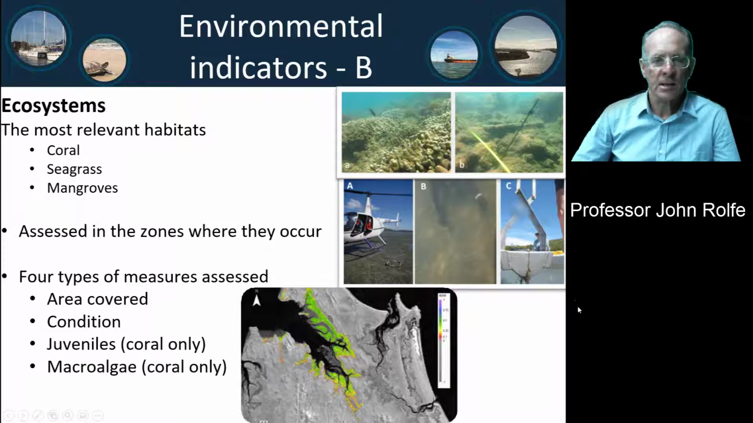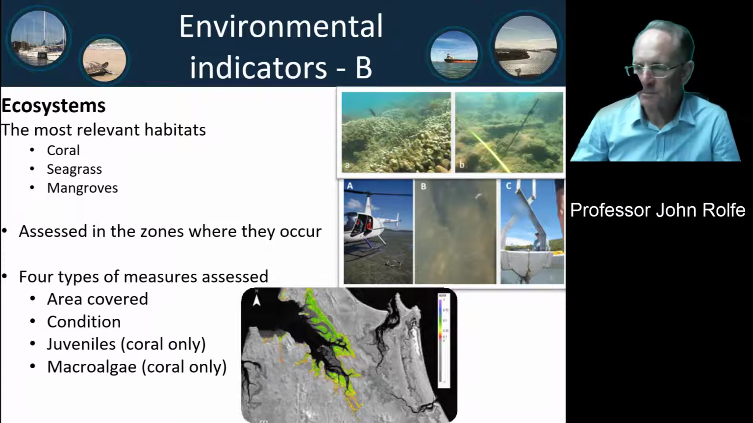Basically, the measures assess the area of those ecosystems, their condition, and in the case of corals, the amount of juveniles, that's the number of young corals coming through, and macroalgae, which smothers the corals and is a measure of the potential for juveniles to take over existing coral structures.